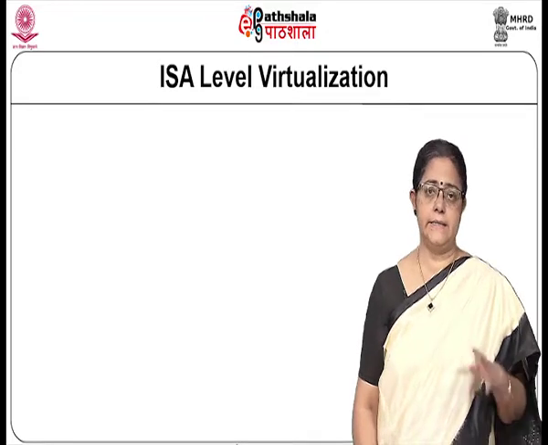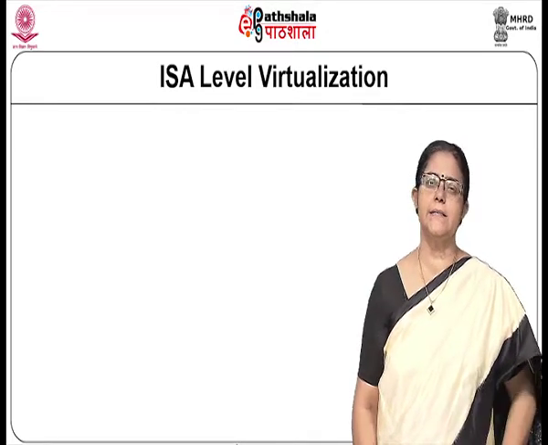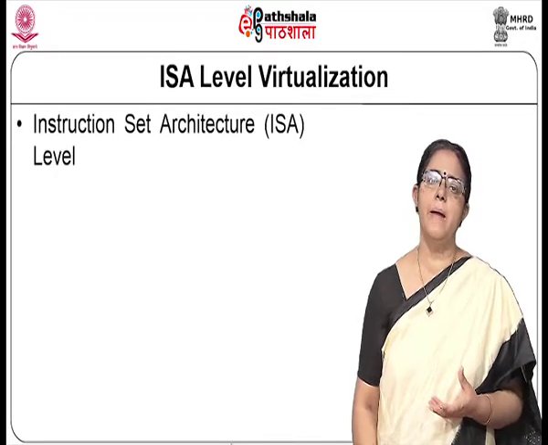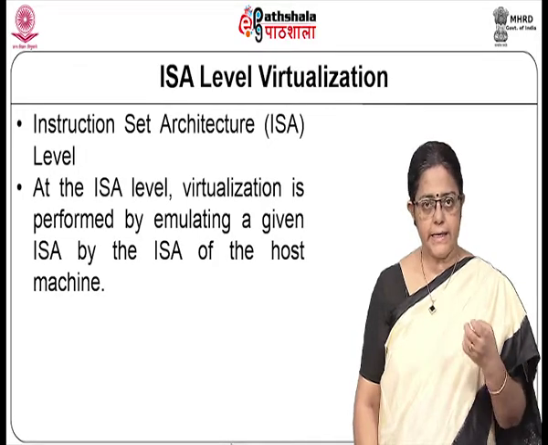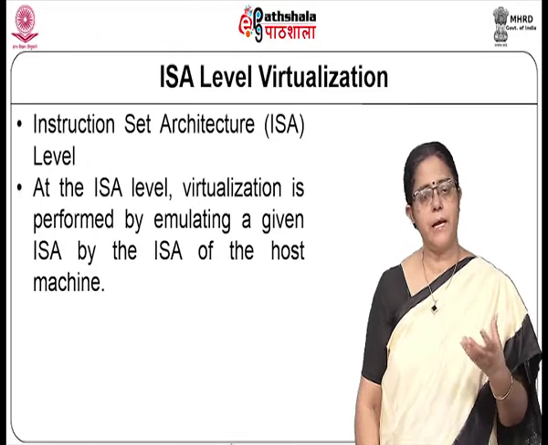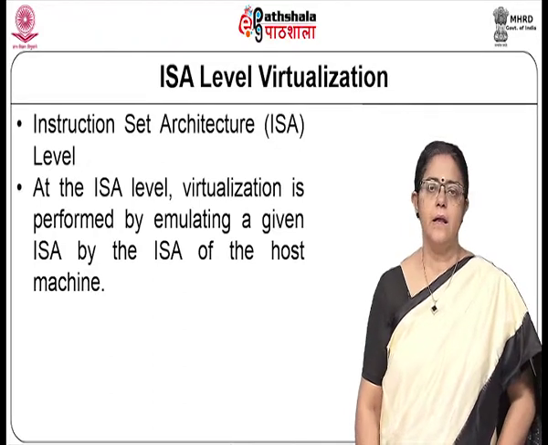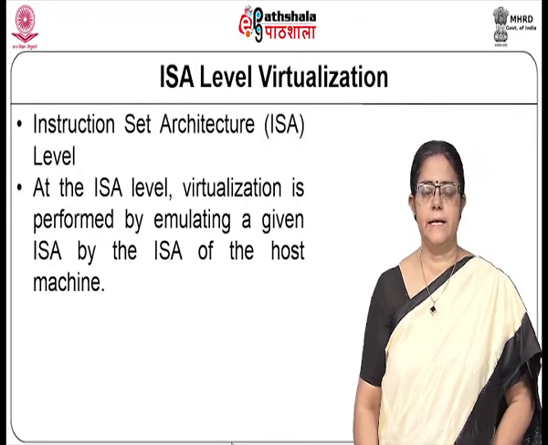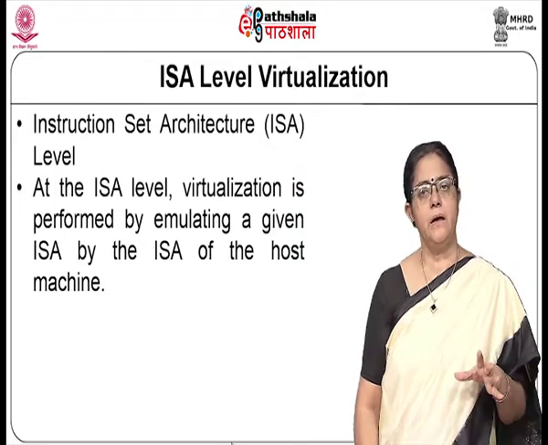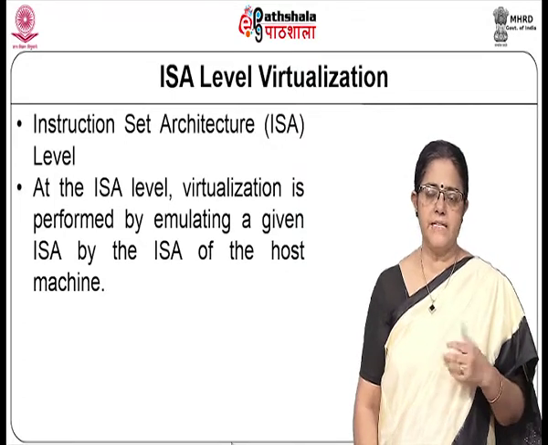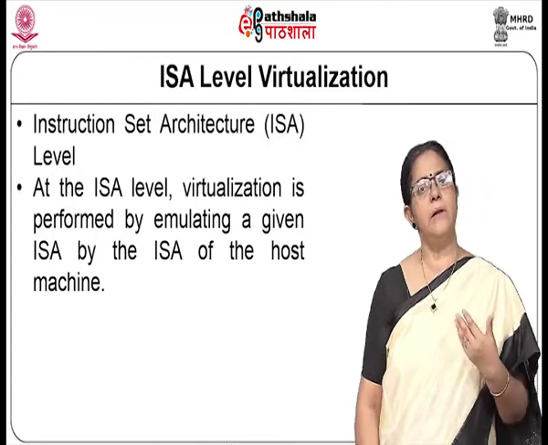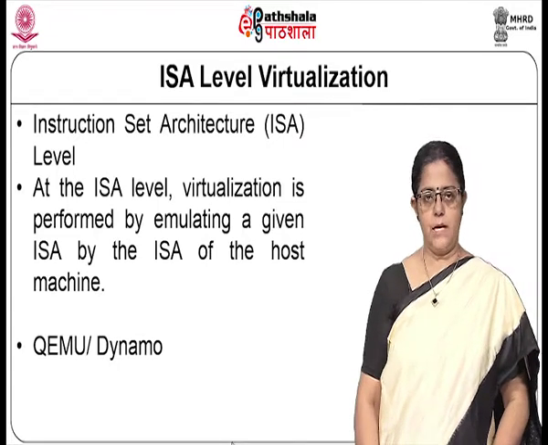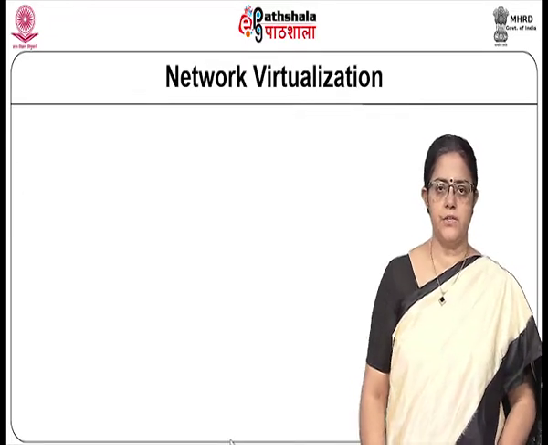Last but not the least in this list of machine level virtualization is the ISA virtualization. Typically, the problem is that many times we compile a program for a specific ISA, but in case that ISA is not available, we want to run it on another ISA. At that point, the ISA level virtualization emulates the behavior of one ISA on another. QEMU and Dynamo are examples of such virtualization.